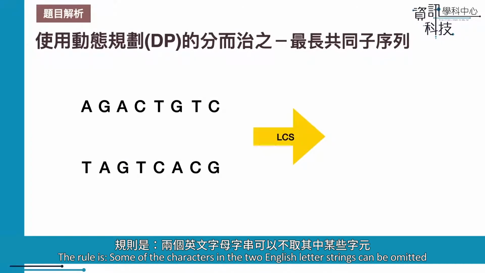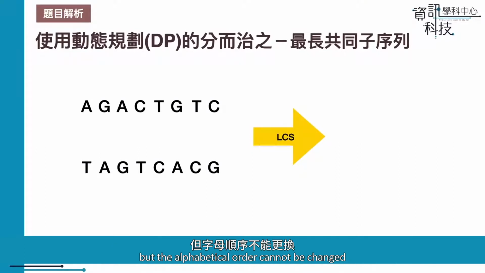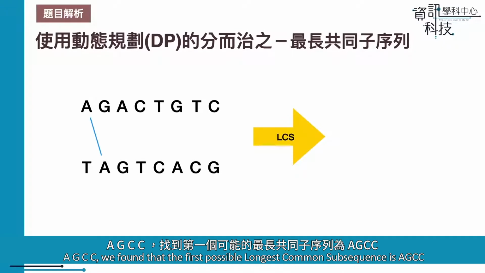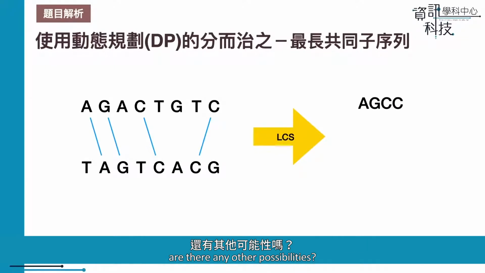The rule is some of the characters in the two English letter strings can be omitted, but the alphabetical order cannot be changed. Let's connect them. AGCC. We found that the first possible longest common subsequence is AGCC. Are there any other possibilities? Let's change the middle ones.